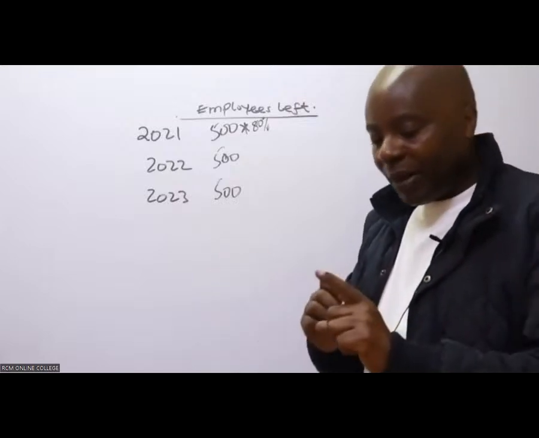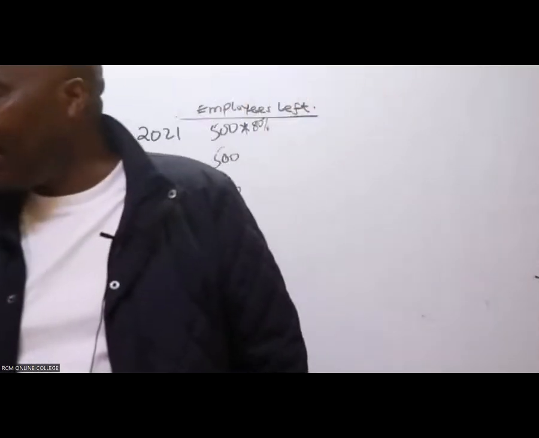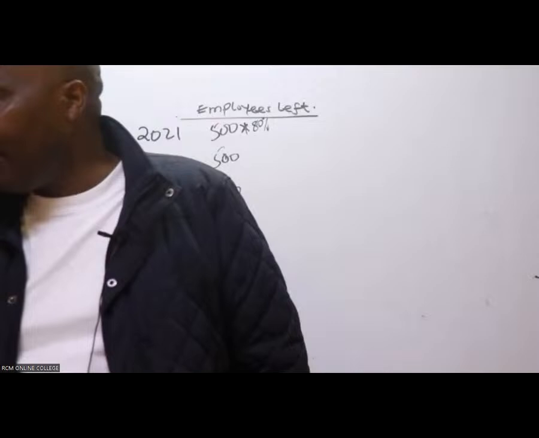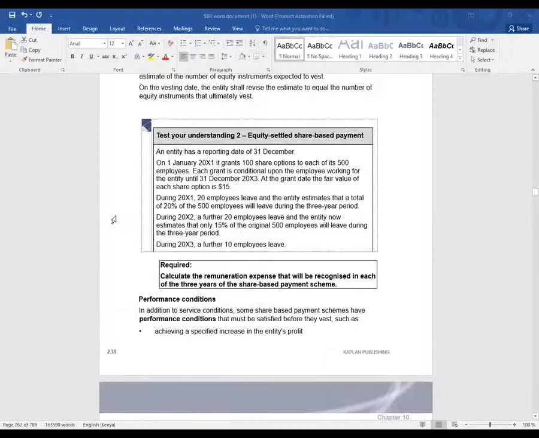All right. Now, what about year number 2? How many employees do we expect to remain behind? You're told here, during 2022, a further 20 employees leave, and the entity now estimates that only 15% of the original 500 employees will leave during the 3-year period. You can see they're making use of the word total, 15%.